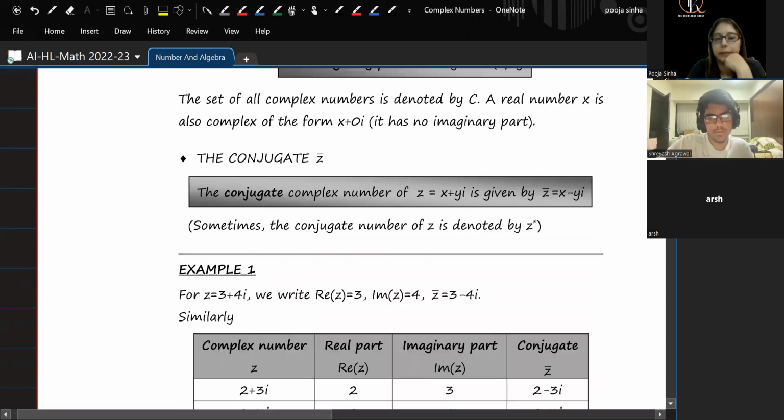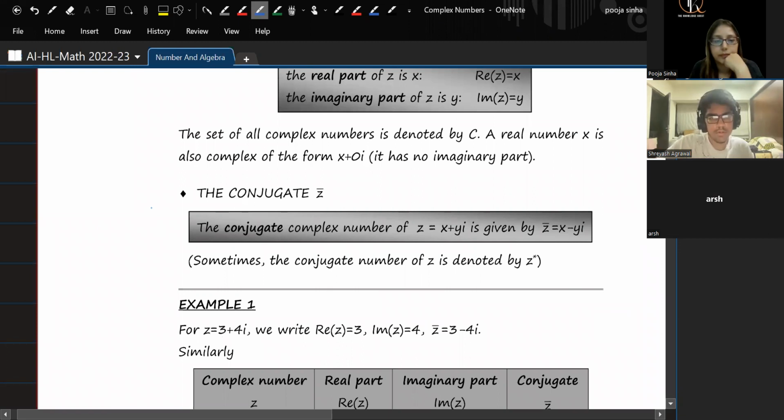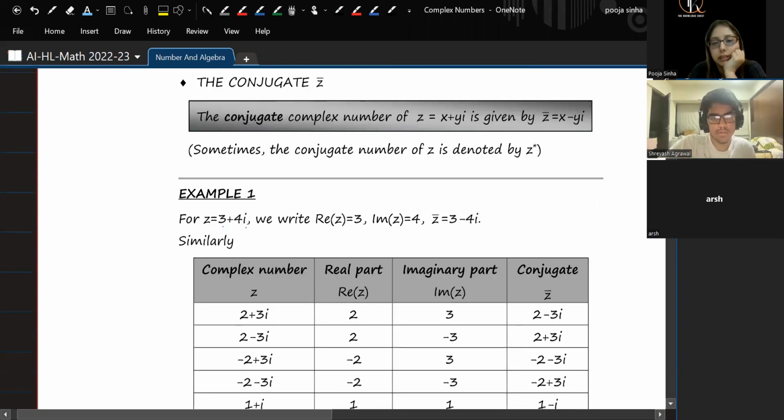Okay. Now let's take an example. Z is 3 plus 4i. What is the real part in this? 3. What is the imaginary part? 4. What will be the conjugate? 3 minus 4i. Perfect. Excellent.